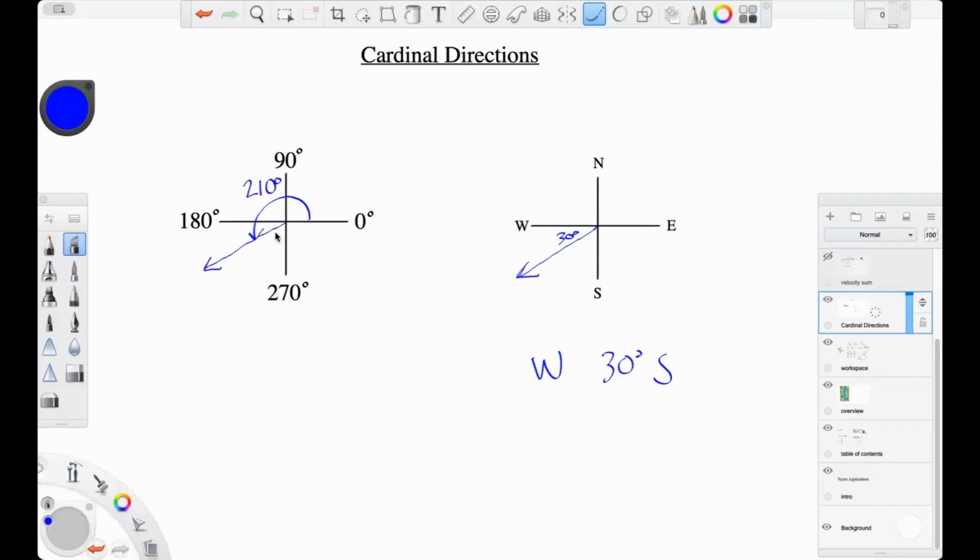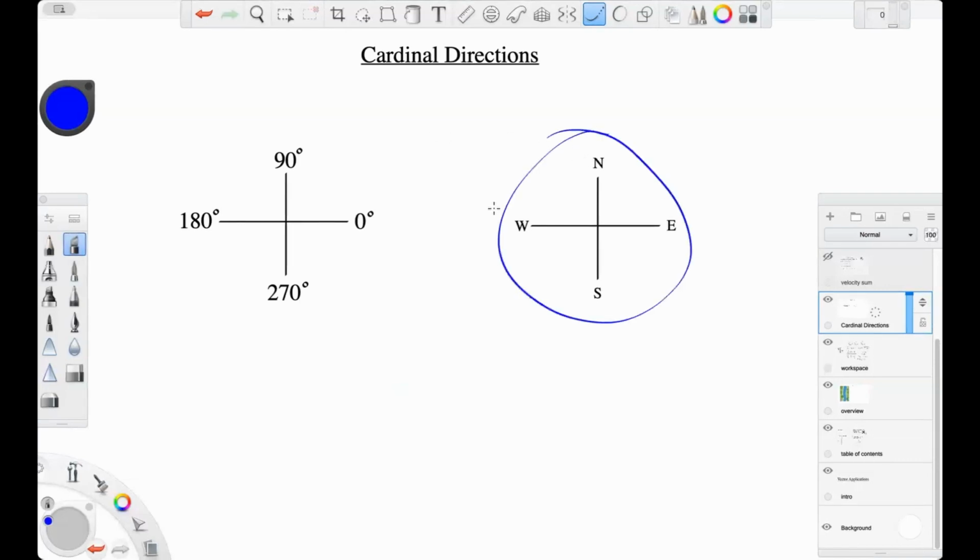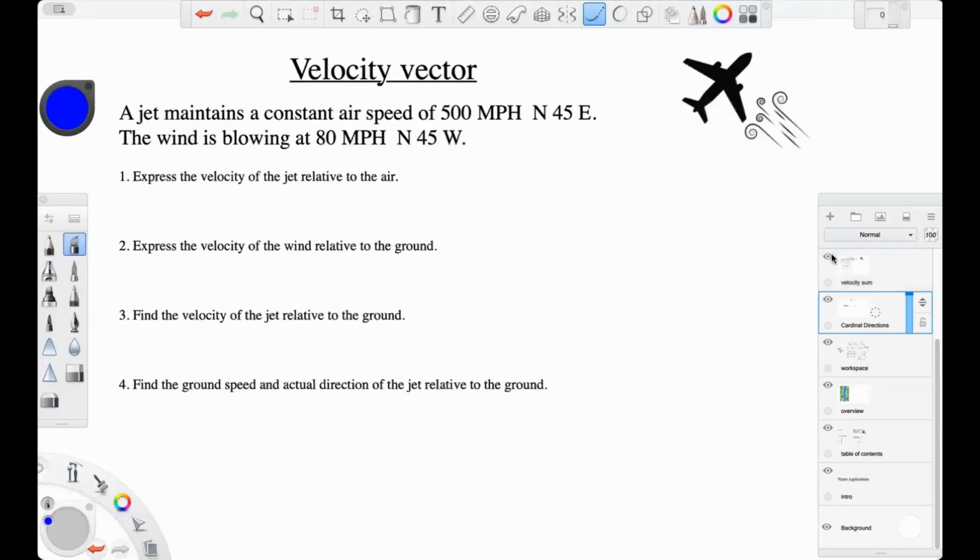Now, you might ask, how do we present our answer? So like we do all this math, and then we go to present our answer. How should we present the direction of our answer? Well, we should present our answer in the way that we're given information. So if we're given all information in unit circle angles, like in degrees, present your answer in regular unit circle degrees. If we're given information in cardinal directions, then we want to present our answer in cardinal directions. Let's look at some examples to make that make sense.